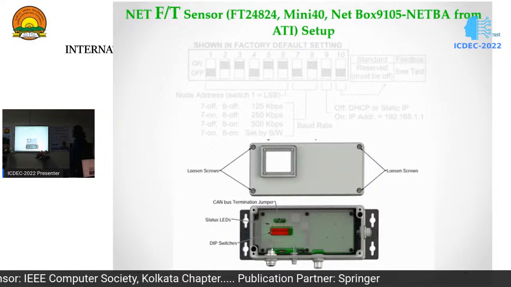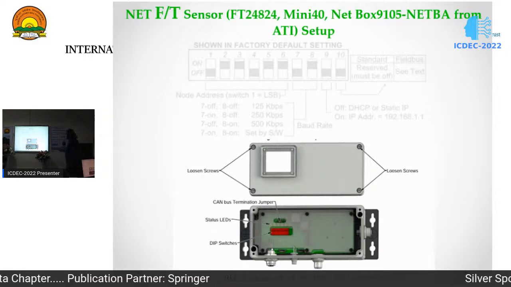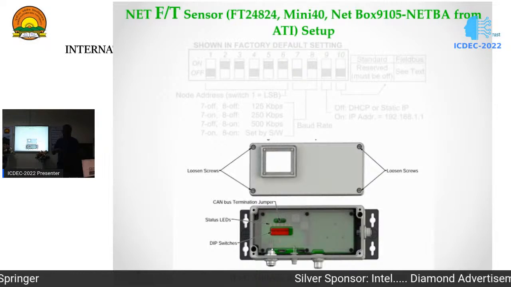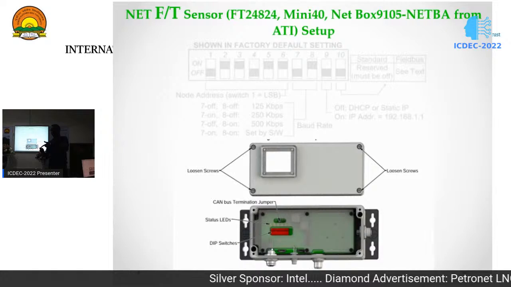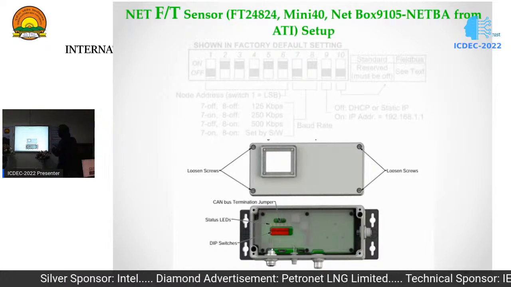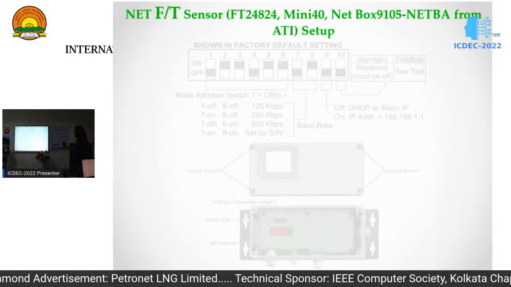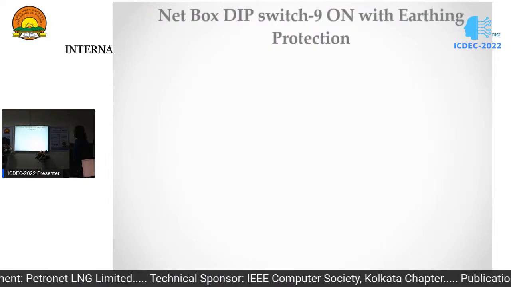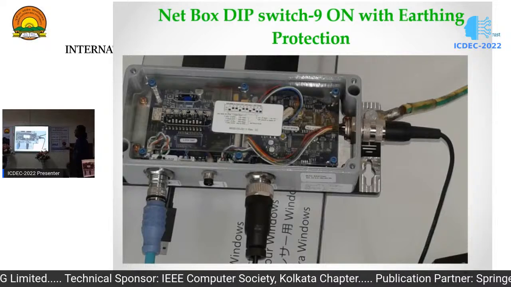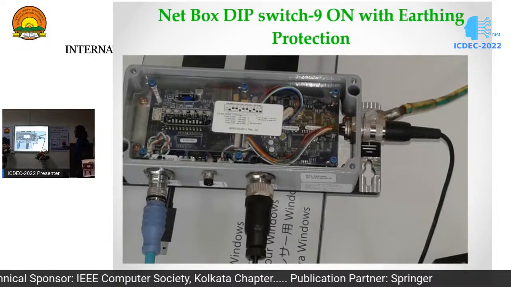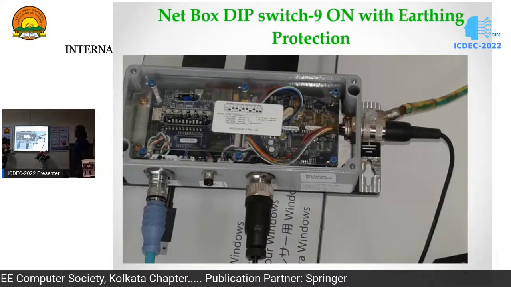This is the top cover, these are the status LEDs. This is a CAN bus termination jumper. Some termination is needed because if the signal is moving from one part to another part, it may bounce back, so some sort of termination is needed. And in the last view, you can see these are the DIP switches.